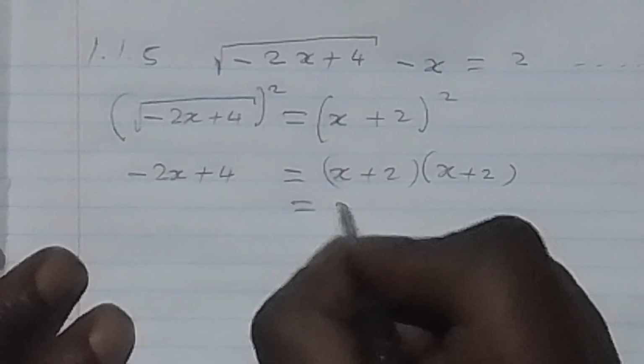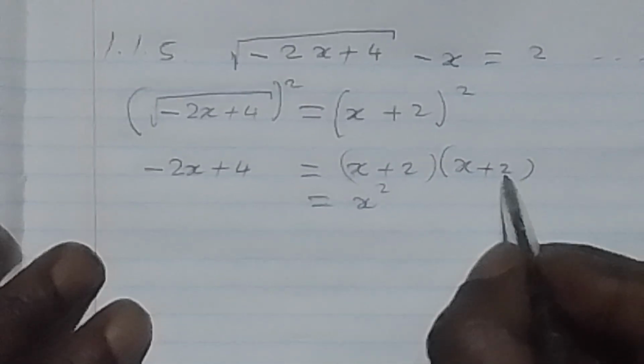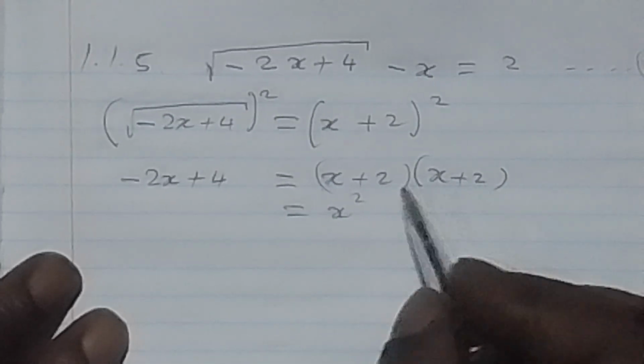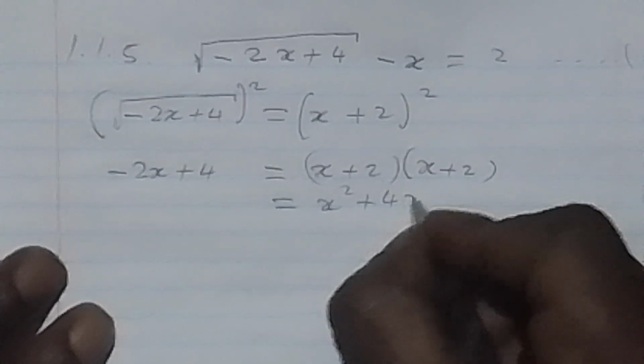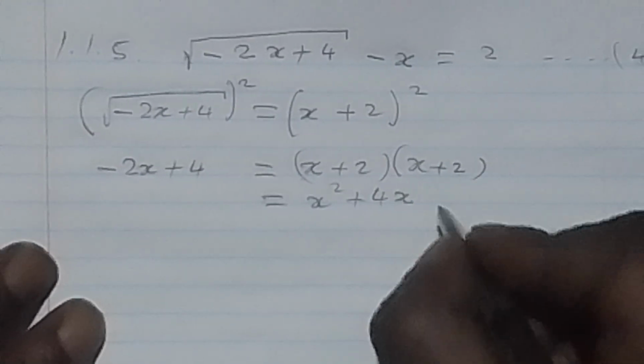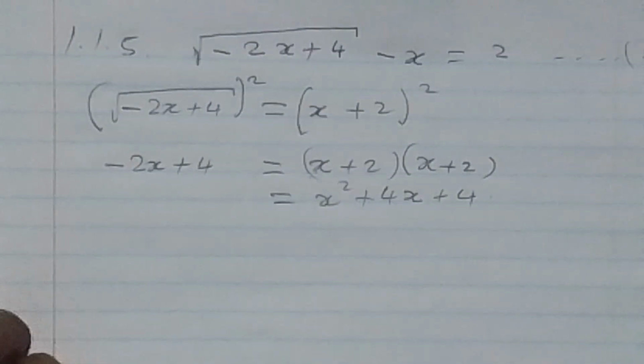x times x is x squared. x times 2 is 2x. 2 times x is 2x. 2x plus 2x, you get 4x. 2 times 2 is 4. Now you're done. Take this to that side.